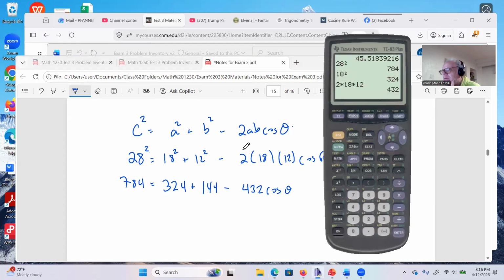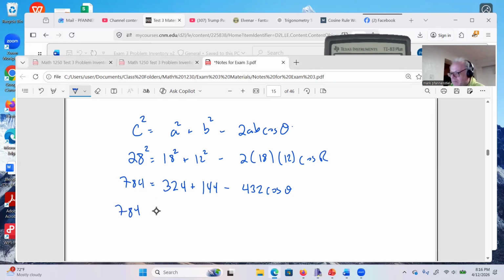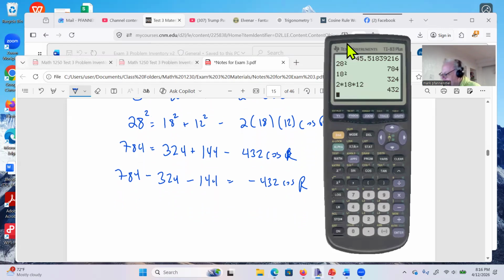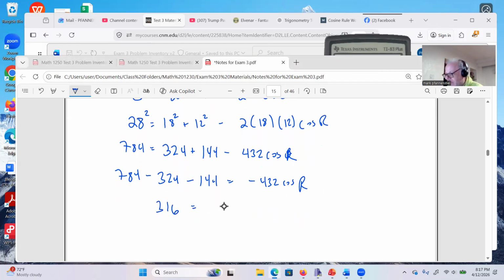All right, let's see here. So next thing we're going to deal with is we have our 784 minus our 324 minus our 144 equals negative 432 cosine of, we'll make that an R instead of a theta. Okay, so let's go ahead and deal with this arithmetic. So I've got 784 minus 324, minus 144. And we got a total of 316. It's a positive number. Okay, and this was equal to negative 432 cosine of R.